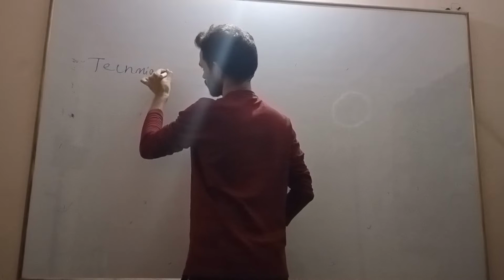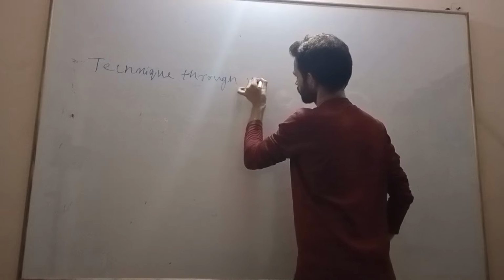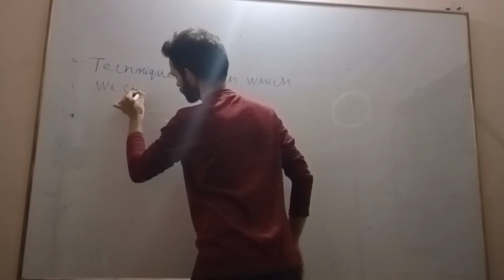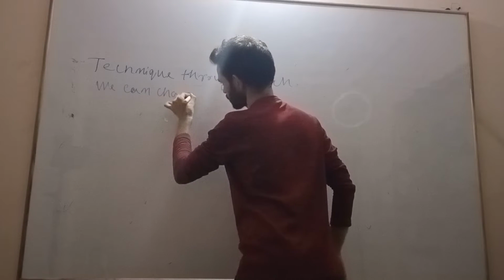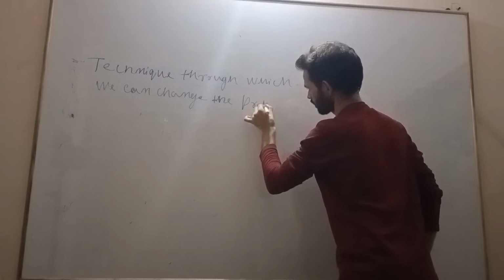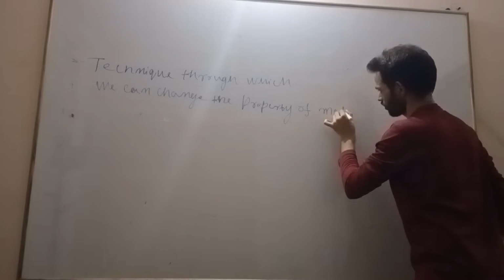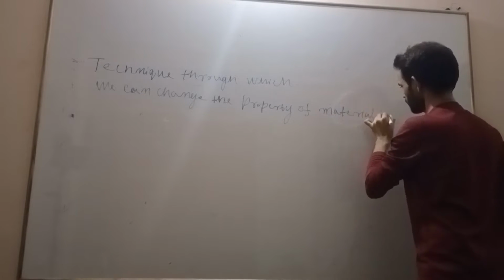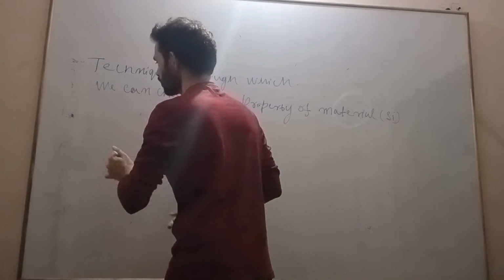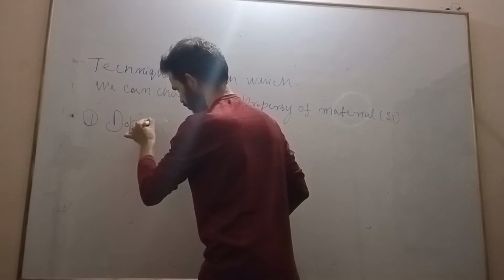The techniques through which we can change the property of which material? Silicon, or semiconductor material. So what are those techniques? First is what? Doping. Okay, so first is doping.